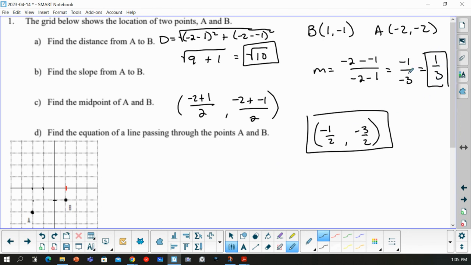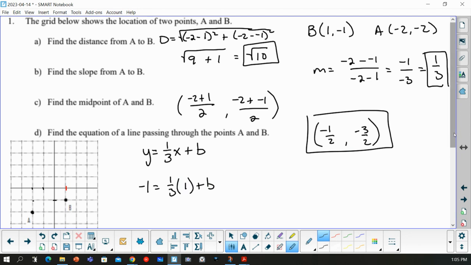And the final thing, we'll do the equation of the line. So to do the equation of the line, we start the equation with what we do know. I do know the slope is 1/3. Y equals mx plus b. And we're going to plug in one of the points to find b. I'm going to use this first point, (1, -1). So the y is -1. The x is 1.